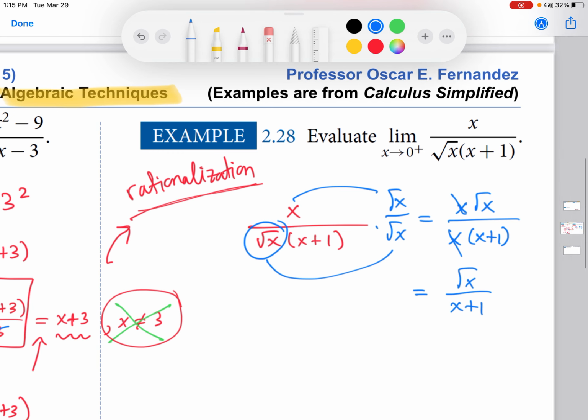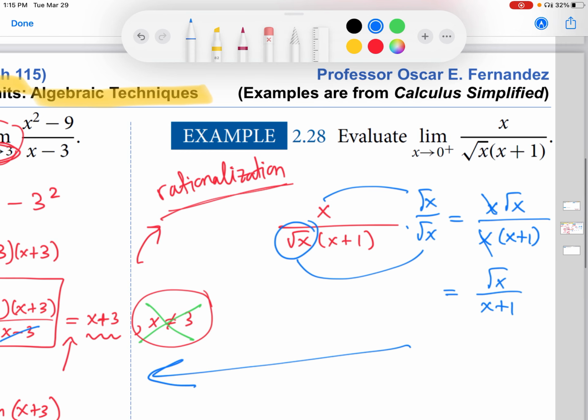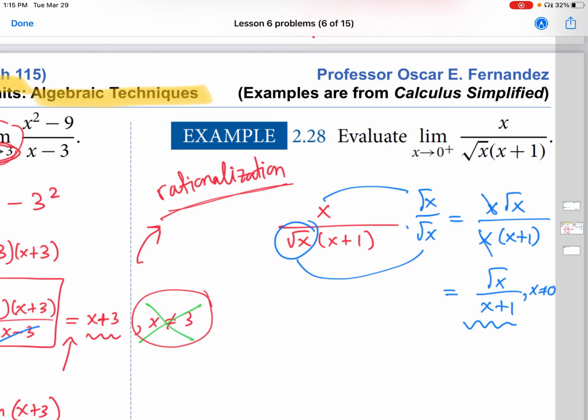Great, and then again, I can cancel these two to give me x square root of x over x plus 1. Like I talked about with the example over here, remember, there's a little bit of a technicality. I should put here x not equal to 0, because at x equals 0, this function is perfectly defined. It's 0 over 1, which is 0. At x equals 0, the original function is not defined because there's a 0 in the denominator. So that's why I have this technicality here.